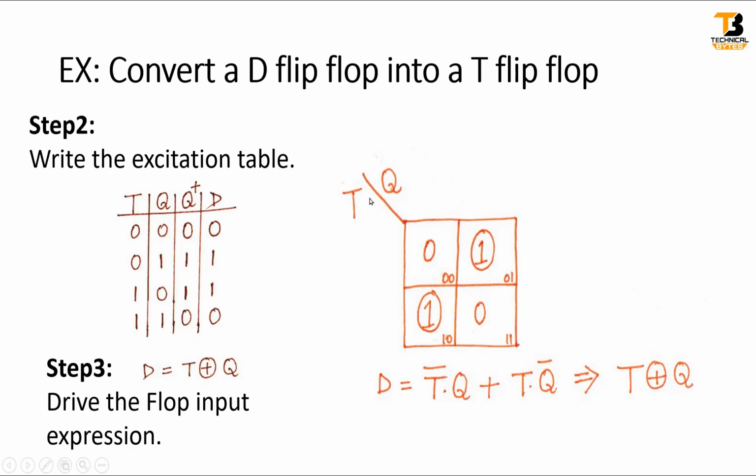Here I am taking T input, here Q input. As per this table, 0 should come here, 1 should come here, 1 should come here, and 0 should come here. I am not going to discuss K map in detail. So this one will yield 0, 1, that means T bar Q. And this one will yield T Q bar. And this is the expression of XOR gate, T XOR Q.